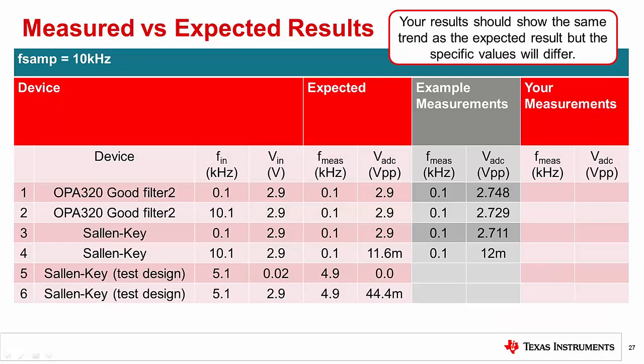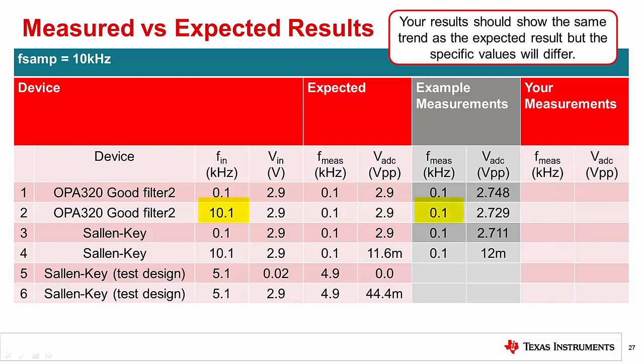This table summarizes the results of the different anti-aliasing experiments. We have completed the first 4 experiments. In the first experiment, a 0.1 kHz 2.9 volt peak-to-peak signal is applied. The captured data shown in this example measurement approximately matches the input signal. Here, the differences are due to loading of the signal generator. The exact value of your measured results may differ somewhat, but it should be close to the example shown.